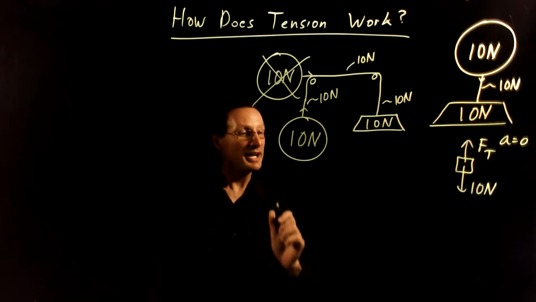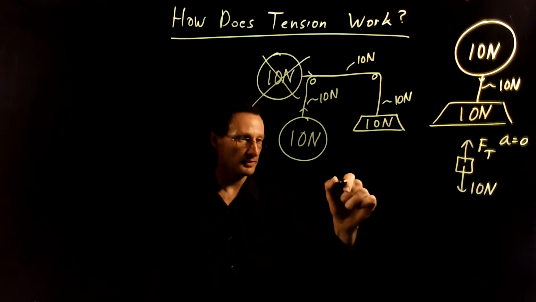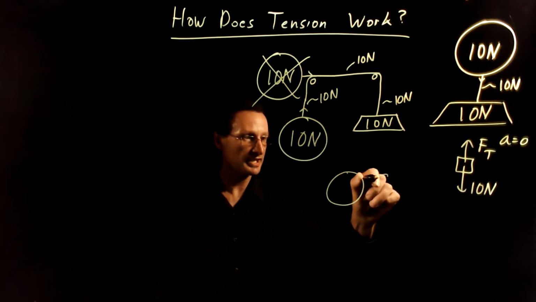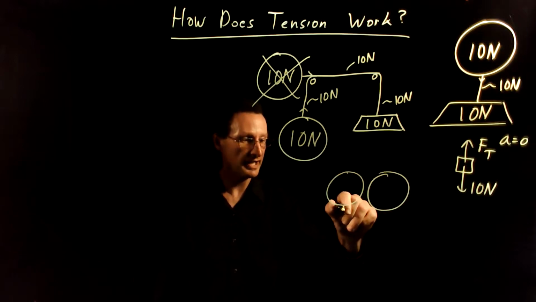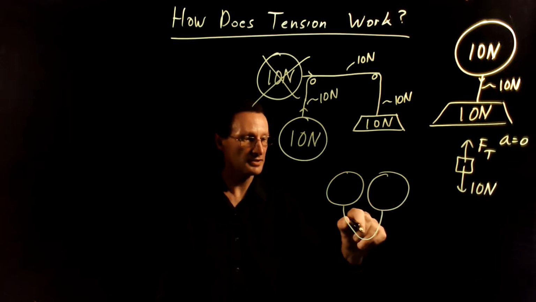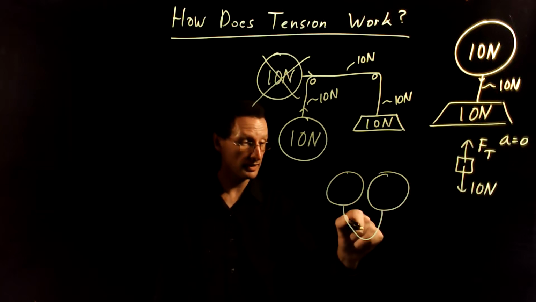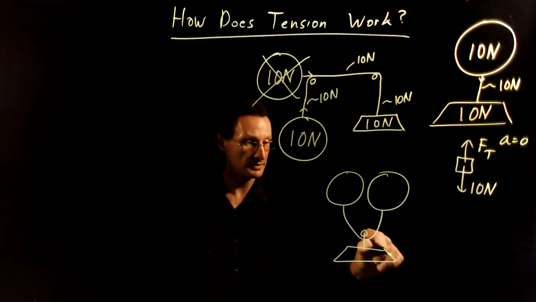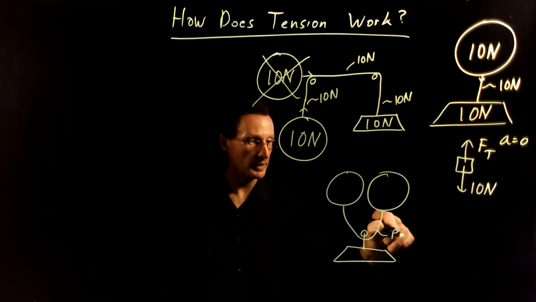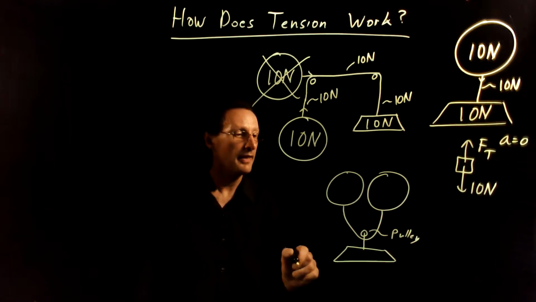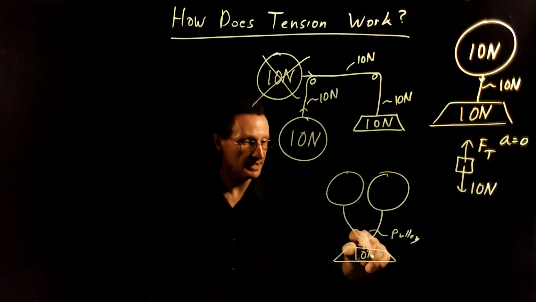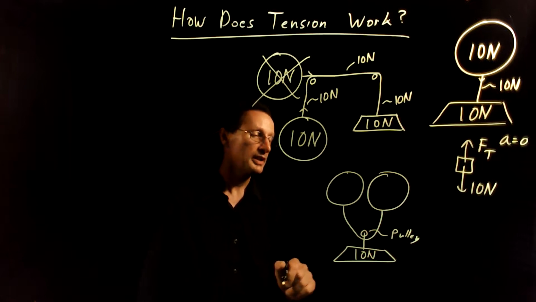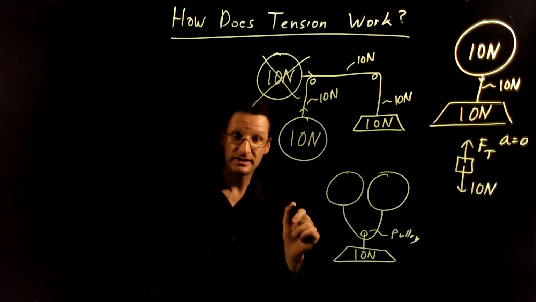All right, let's do another situation, a little bit harder one. Let's have two scales here, and we're going to attach those two scales together with a cord, and we're going to run that cord over a pulley, and that pulley is going to support a mass. So this is a pulley right here. The question, and of course this is again a 10 newton weight, is what do each of these scales read?